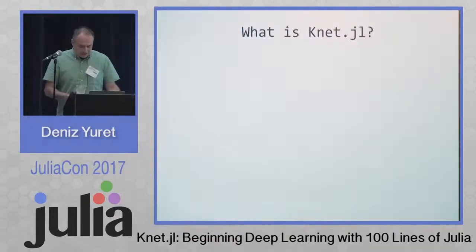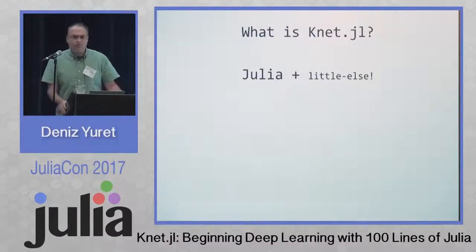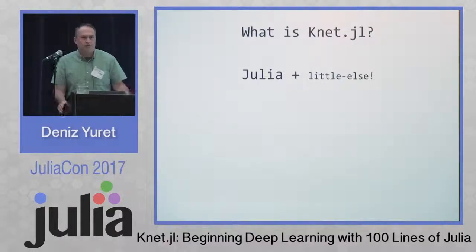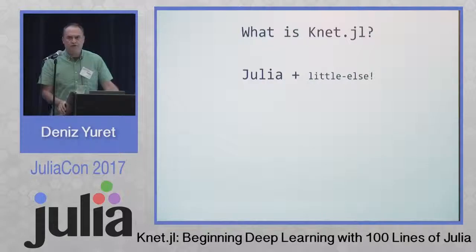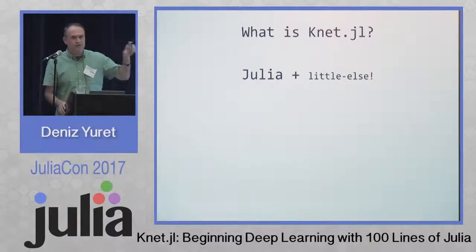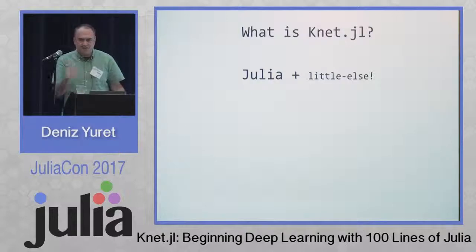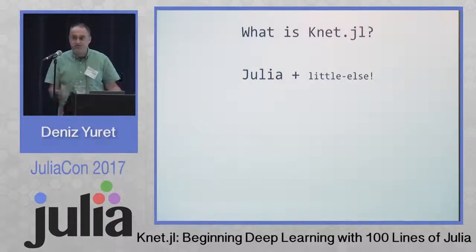So what is Knet.jl? It's basically Julia. When I first started developing it, I was following the Theano TensorFlow approach. I had a modeling mini language that I defined inside Julia. I wrote a compiler for it, and it would take the models written in this mini language and convert them to a computational graph so that I could write the backprop, etc. That's the static graph that Mike described in the previous talk.